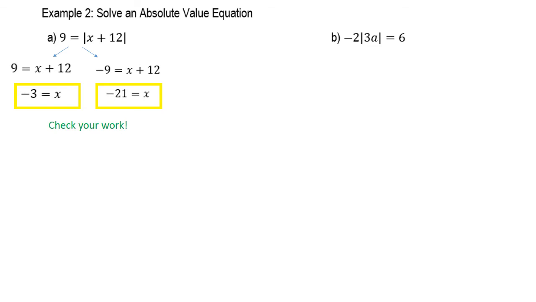Notice that example B is a little bit different than example A because there's a negative 2 in front of the absolute value. In order to start this problem, we need to get rid of that negative 2 so that we just have the absolute value equal to an expression on the other side. So we're going to divide that on both sides. Now we're at our starting form of the absolute value of 3a equals negative 3.